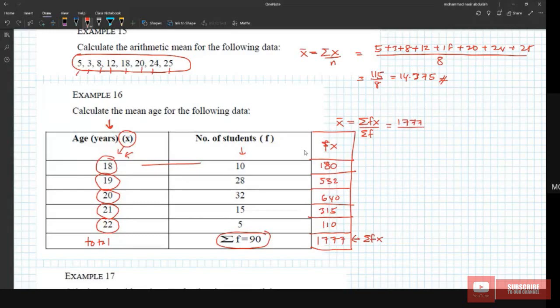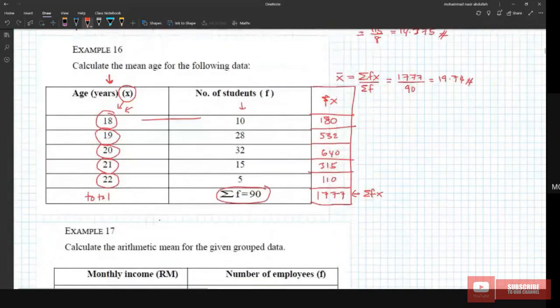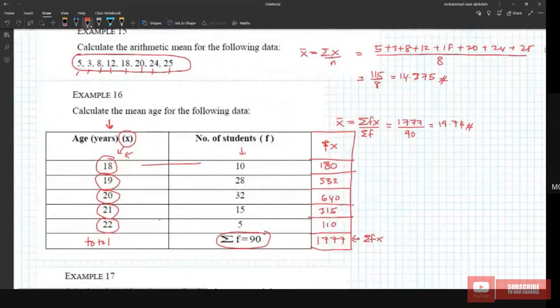1777 divided by 90. So it becomes 177 divided by 90. It becomes 19.74. So this is how we calculate mean for group data, right? Are you clear with this one? How to calculate mean for group data and calculating mean for ungrouped data? Of course, calculating mean for ungrouped data would be very easy compared to calculating mean for group data.